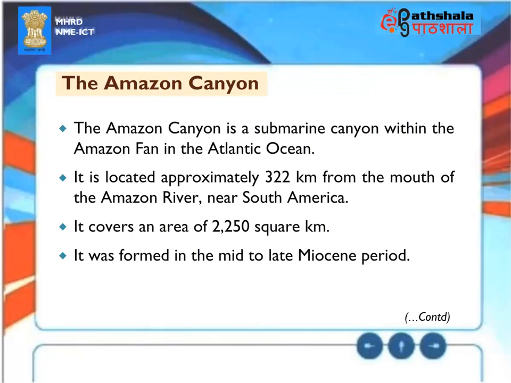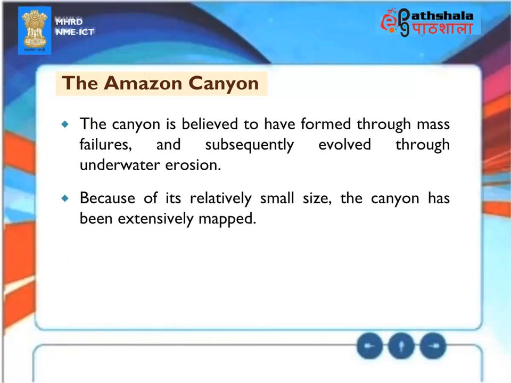The Amazon Canyon. The Amazon Canyon is a submarine canyon within the Amazon fan in the Atlantic Ocean. It is located approximately 322 kilometers from the mouth of the Amazon River near South America. It covers an area of 2,250 square kilometers. It was formed in the mid to late Miocene period. The canyon is believed to have formed through mass failures and subsequently evolved through underwater erosion. Because of its relatively small size, the canyon has been extensively mapped.